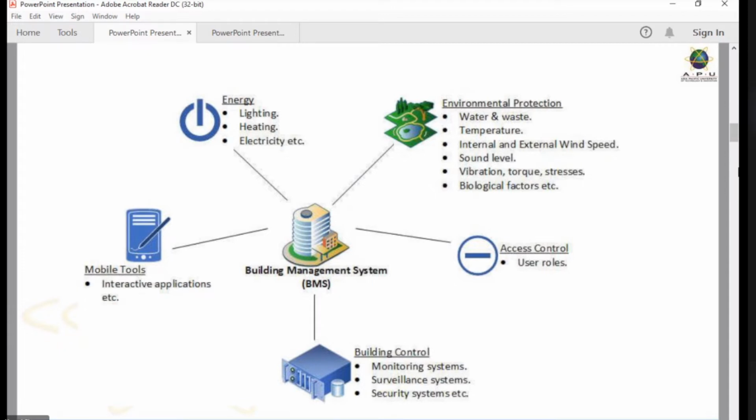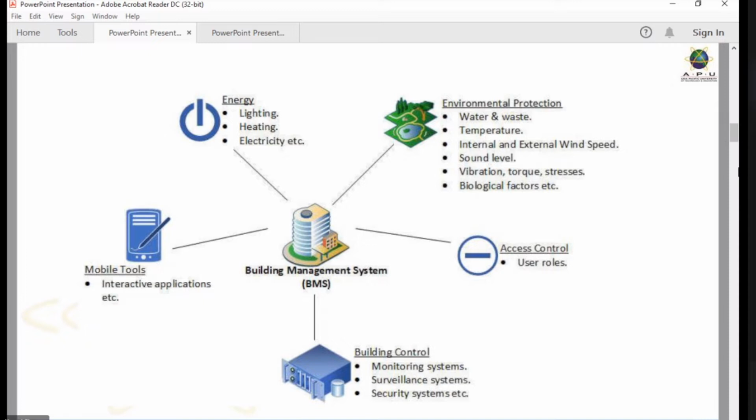five different categories. Okay, it will look into energy, lighting, heating, electricity, look into environment protection, water, waste, temperature, so internal and external wind speed or something like that, or maybe like particles, dust particles and everything, sound level, vibration, torque, stress, other biological factors.